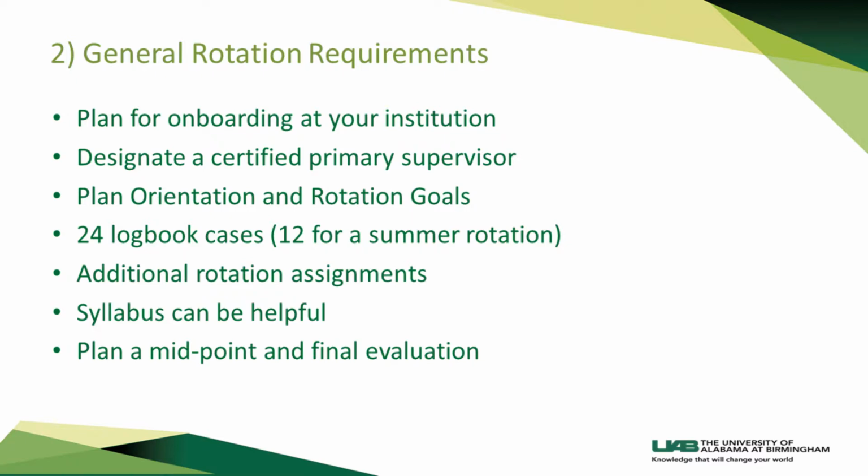Next, each student should have a designated primary supervisor. While many sites choose for students to work with more than one supervisor during their rotation, having a primary supervisor to serve as a contact for students, a point person for UAB, and to take on the main role of organizing the rotation is ideal. This primary supervisor should be a certified genetic counselor.